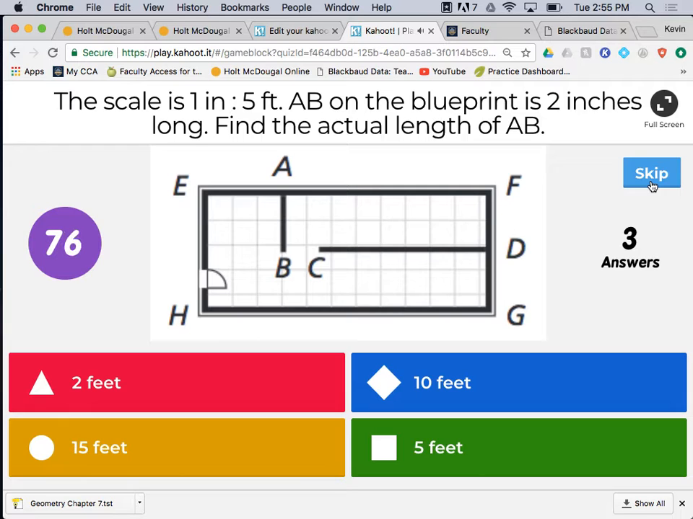So look. What is it? So it's drawing over actual. So 1 over 5 equals drawing over actual, right? 2 over x. I'm looking for the actual. I cross multiply. I get 1 times x, or x equals 10. 10 feet.